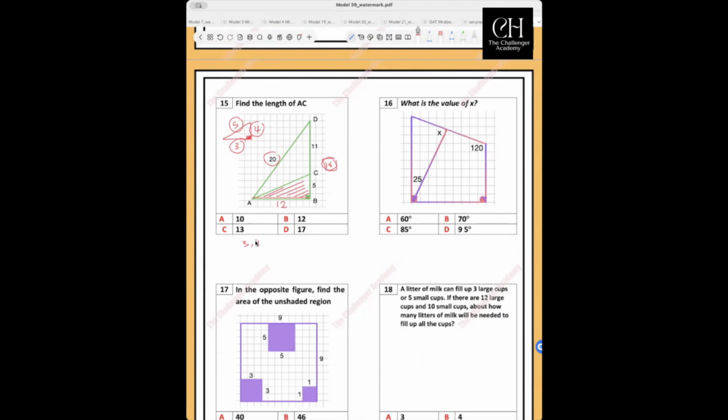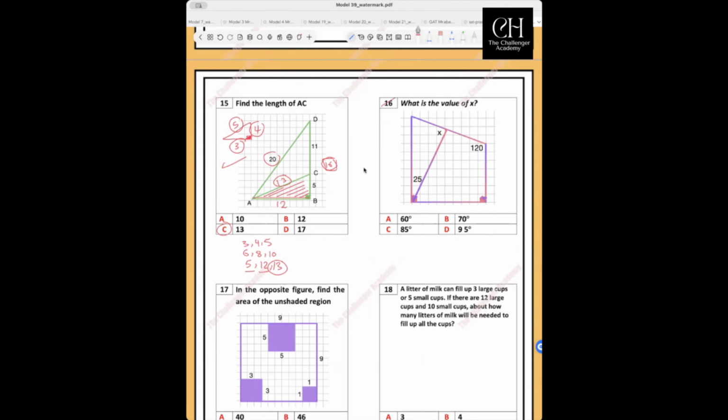3, 4, and 5. As we mentioned before, we have 6, 8, and 10. And we have 5, 12, and 13. So if the two sides are 5 and 12, you can find the length of the hypotenuse, which equals 13. It means that the length of AC equals 13. So the answer is C.